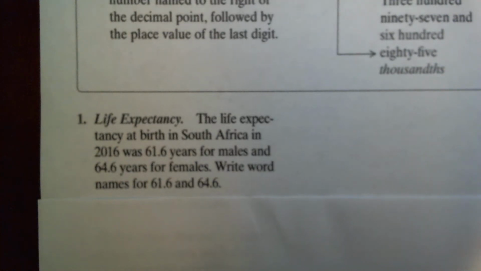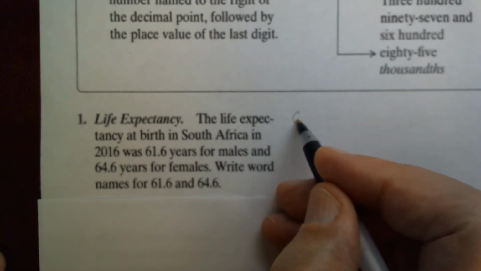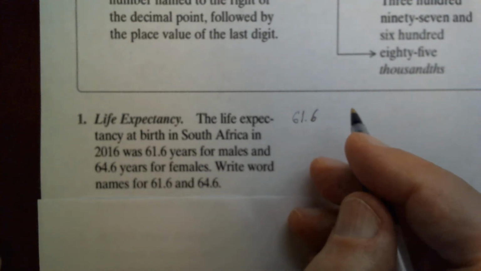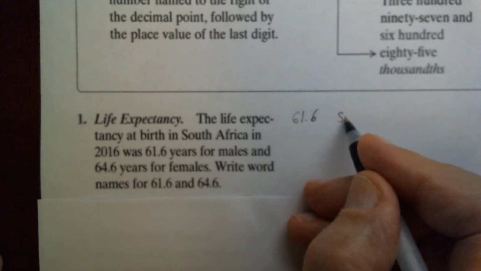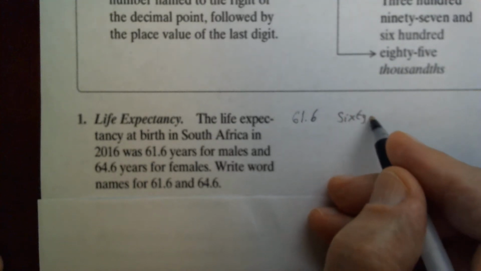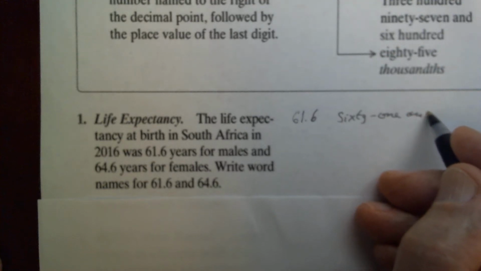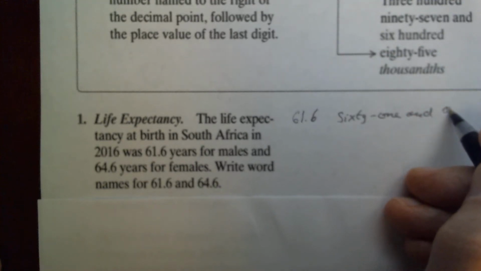Let's look at life expectancy. The life expectancy at birth in South Africa in 2016 was 61.6 years for males and 64.6 years for females. Write word names for 61.6 and 64.6. So for 61.6, we write 61, and, and that's for the decimal point, 6 tenths.